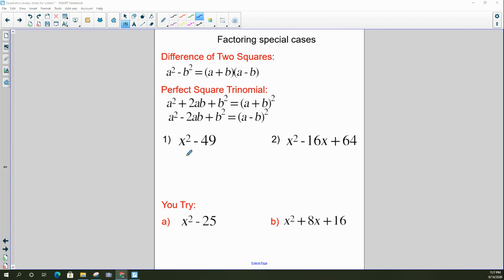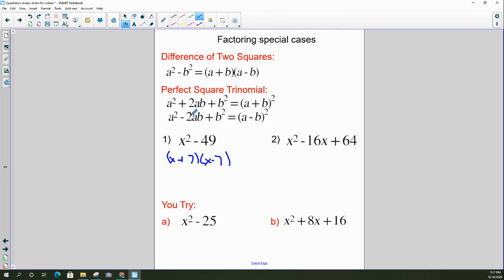So we have an example of that right here. X squared minus 49, those are both perfect squares. All right, and so when I factor this, it's going to be my two parentheses. The square root of x squared is just x, so that's going to go in the first spot of each one, and then the square root of 49 is 7. So one's going to be plus 7, and the other one is going to be minus 7.